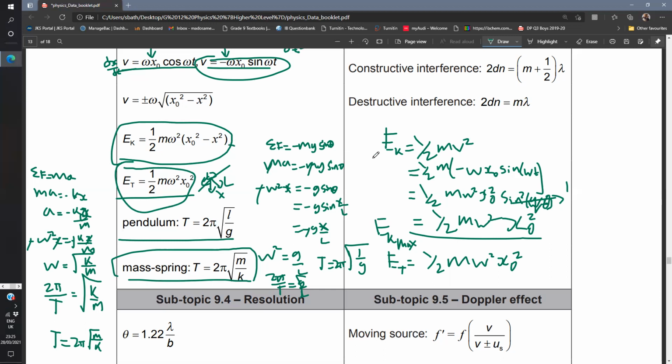Now all we need to do is derive this exact formula. To derive this one, we say that E potential is equal to half m omega squared x naught squared minus half m omega squared x naught squared sine squared omega t. So basically we take this as a common factor.